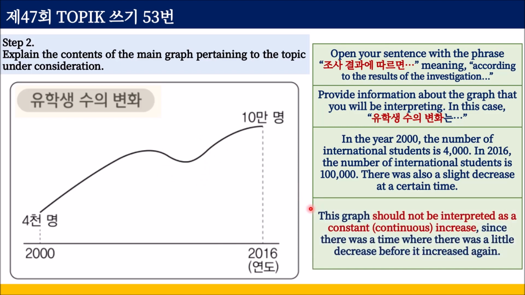Now, this is very important. This graph should not be interpreted as a constant or continuous increase, since there was a time where there was a little decrease before it increased again. And we can see that here. There was a slight decrease before it increased again. So it should not be interpreted as a constant or continuous increase.